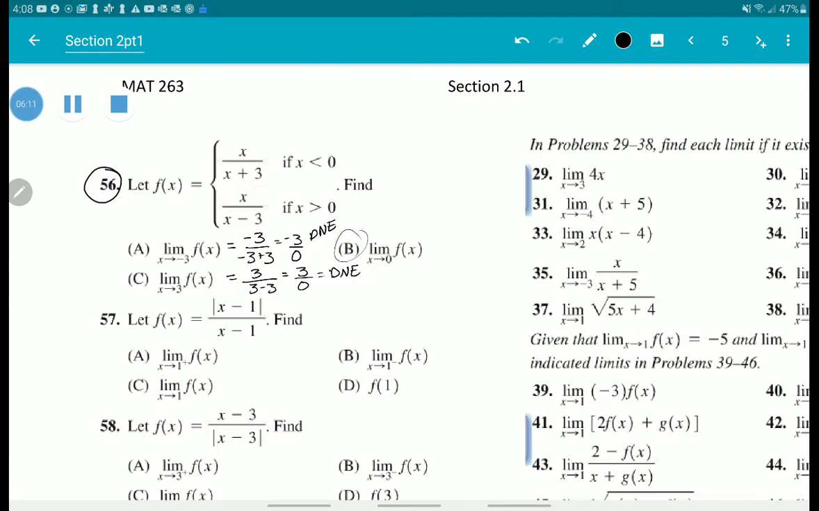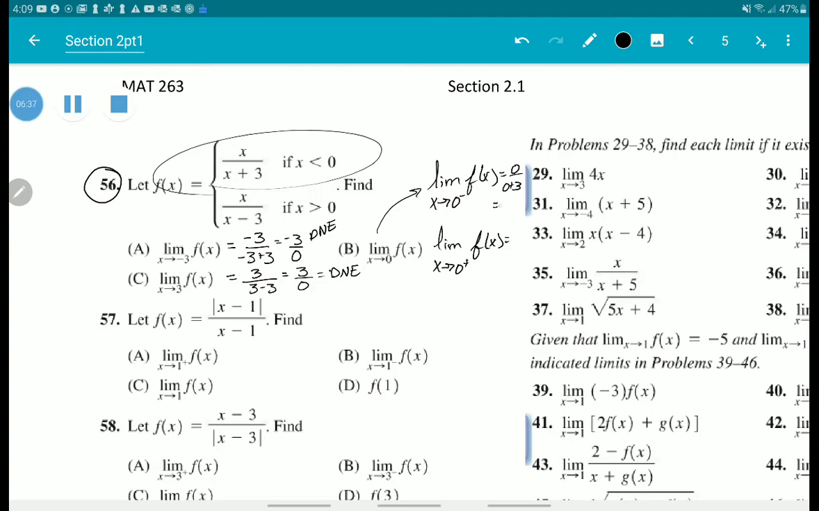But let's look at part B. Part B is asking us the limit at 0. So to figure out the limit at 0, we're going to have to look at the limit as x approaches 0 from the left, and then the limit as x approaches 0 from the right. So if I come in from the left, I'm going to use that top piece. And I'm going to have 0 over 0 plus 3. So this is going to get really close to that y value of 0 from the left.